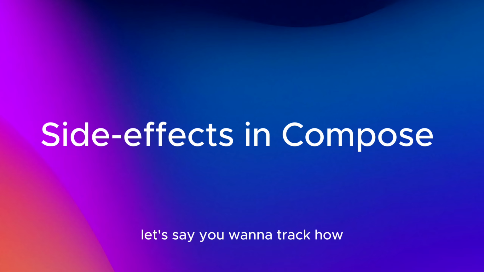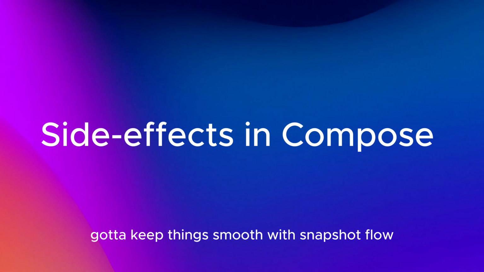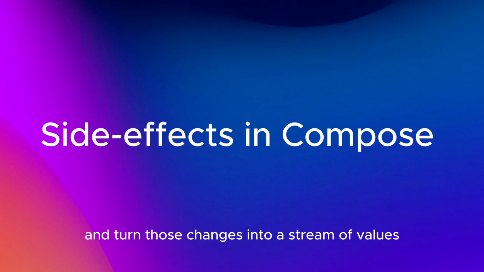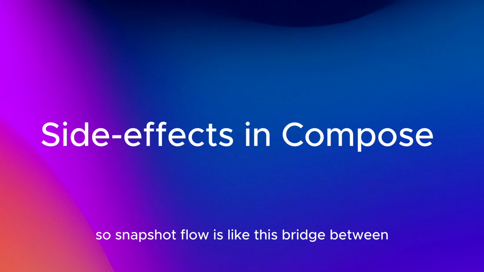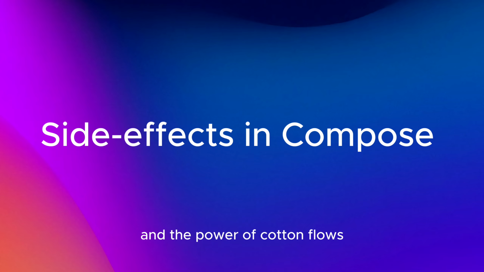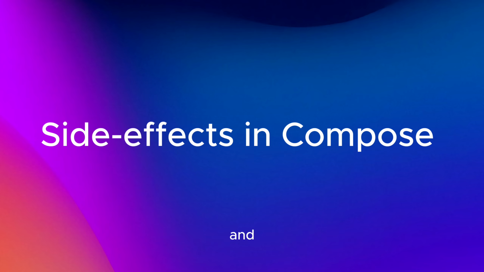Let's say you want to track how users are scrolling through a really long list, maybe for analytics, maybe to load in more content as they go. Right, got to keep things smooth. With snapshotFlow, you can watch the scroll state of a lazy column and turn those changes into a stream of values, a flow. And once you're in the flow world, you can do all sorts of cool stuff: filter, map, combine it with other streams. The possibilities are kind of endless. So snapshotFlow is like a bridge between how Compose thinks about state and the power of Kotlin flows. Exactly. You can react to those state changes in Compose in a super granular way and integrate seamlessly with any other part of your app that's using flows.